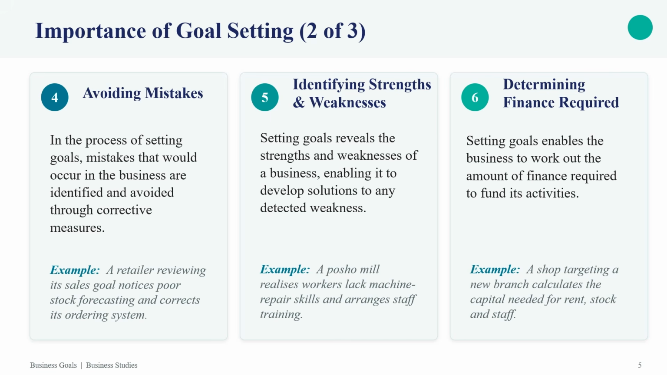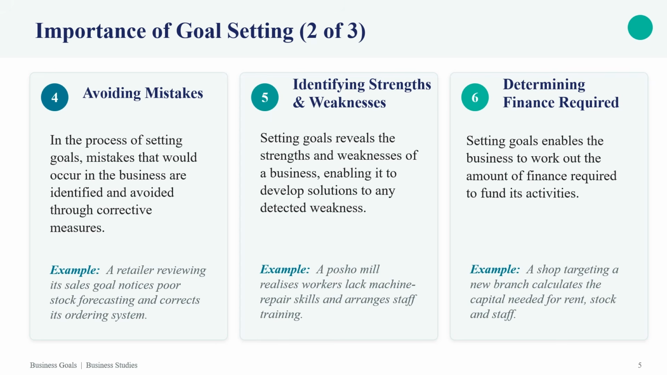The other importance is to identify strengths and weaknesses. Setting goals allows you to identify which strengths this company has and what its weaknesses are. So setting goals reveals the strengths and weaknesses of a business, enabling the business to develop solutions to any detected weakness. Another example, a Posho mill realizes workers lack machine repair skills, and therefore, taking that part of the weakness, it arranges staff training. So it took the weakness and made it a strength.